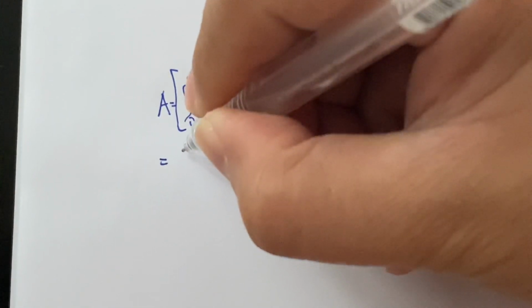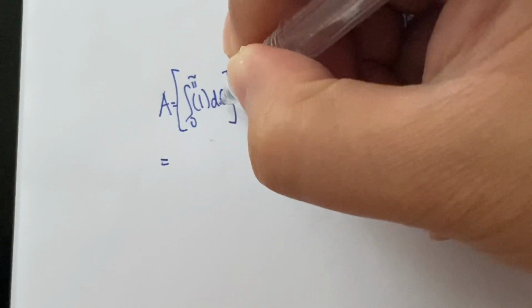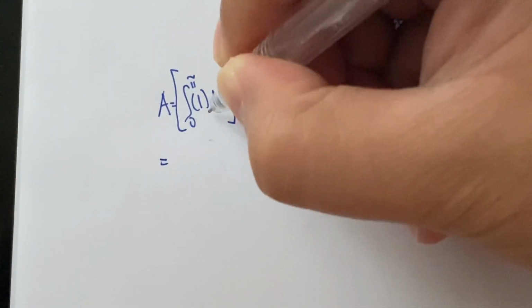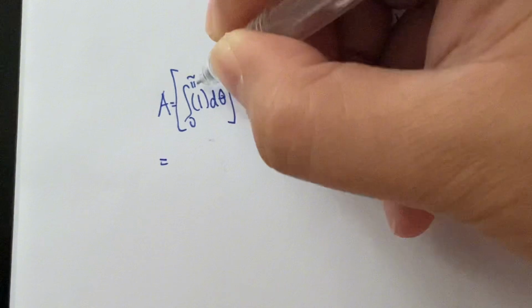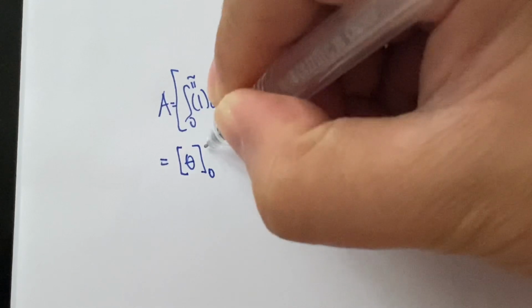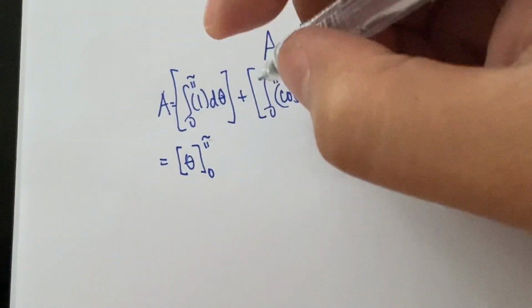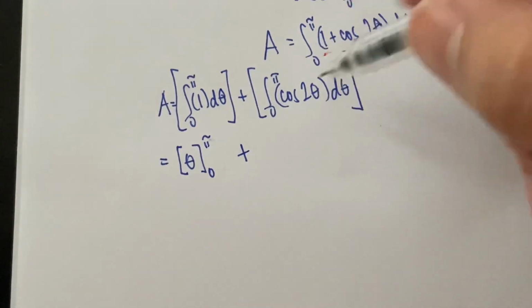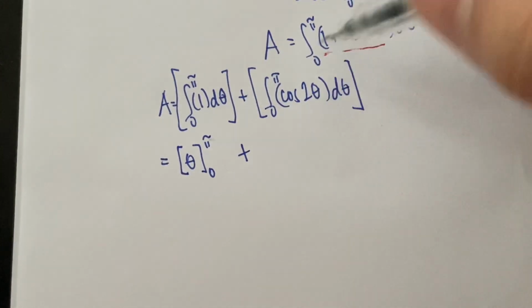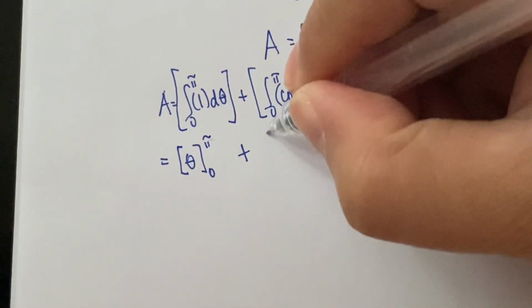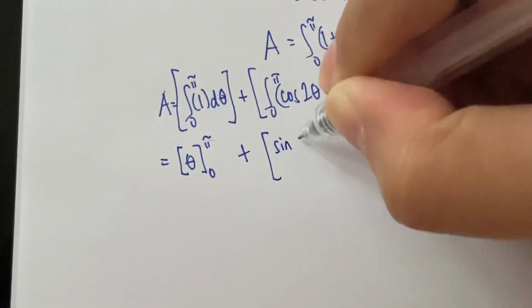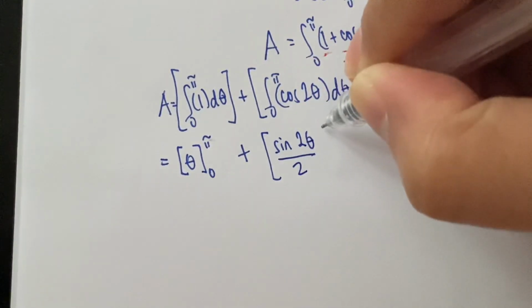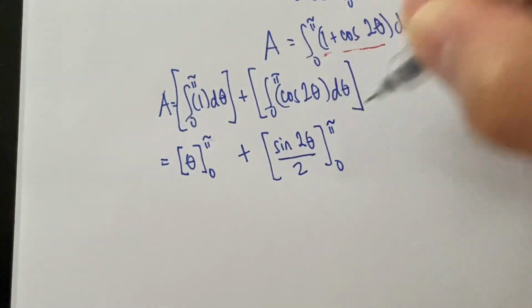So for this one, this becomes a theta, so it becomes 0 to theta. If you have a constant, you just need to change it into that number. So if you want it step by step, we have theta from 0 to theta right there, and we're going to leave that for now. Here, we want to integrate cosine 2 theta, and if you look at your books, this becomes pretty much sine 2 theta over 2, 0 to pi.